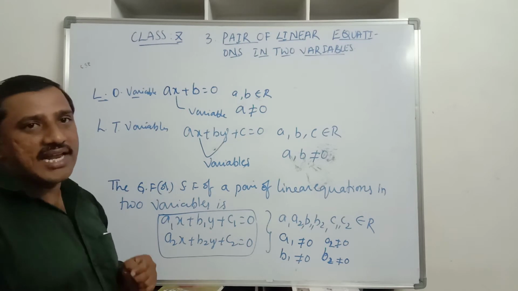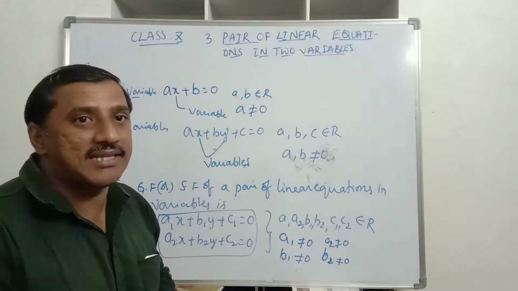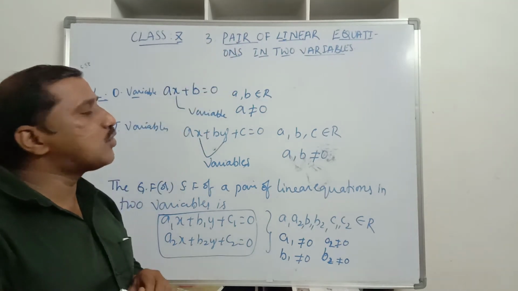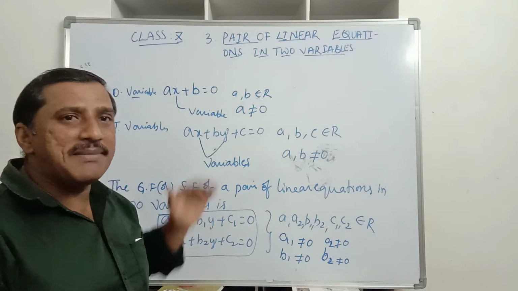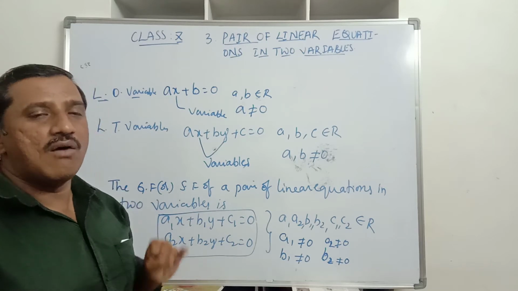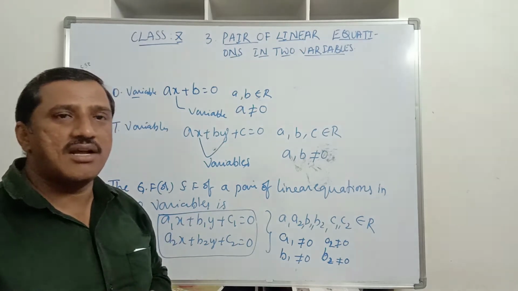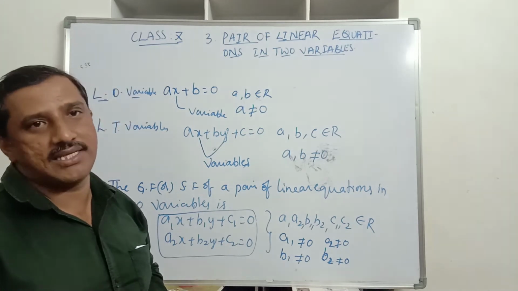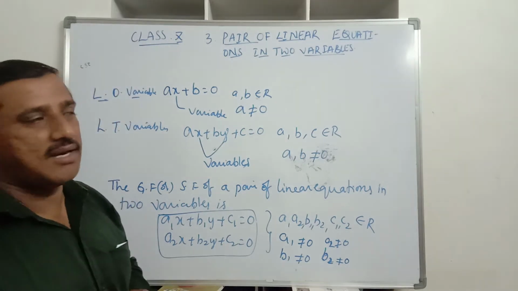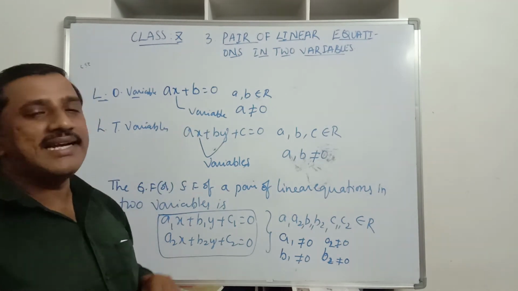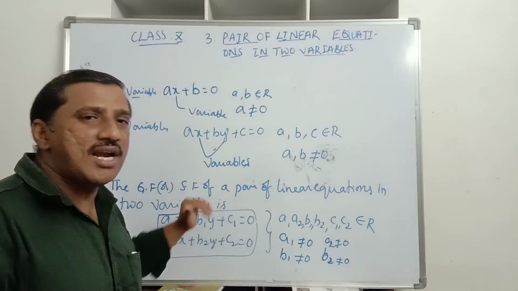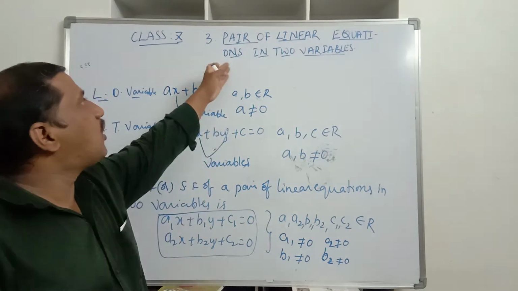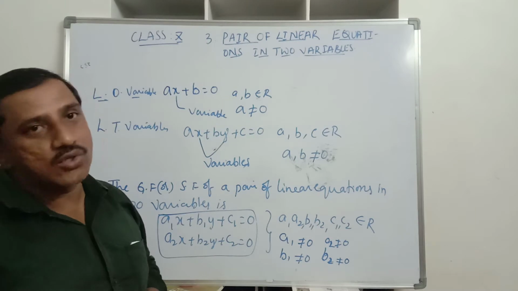Now we are going to study here the algebraic methods to find the solutions of a pair of linear equations in two variables. Here we have three algebraic methods: one, the substitution method; two, the elimination method; and three, the cross multiplication method. Today we are going to discuss in detail the substitution method, to find the solution of a pair of linear equations in two variables.